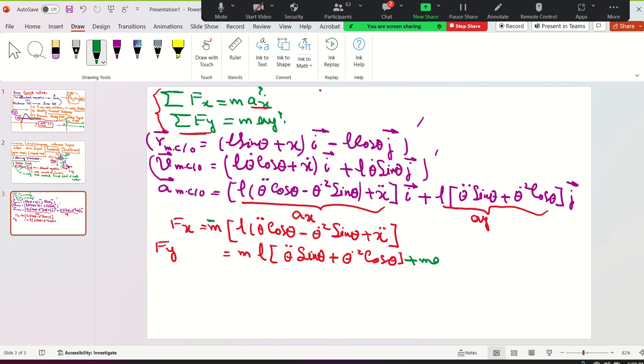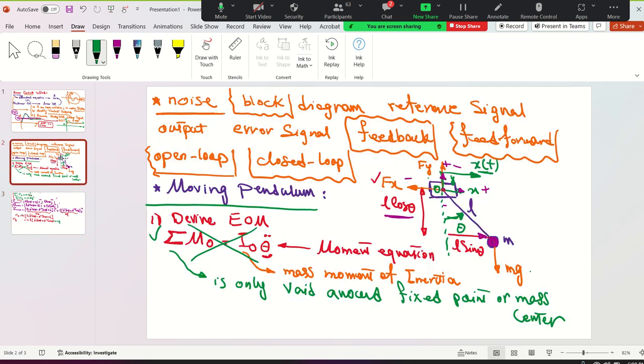Plus mg. Why? Because now, based on the moment equation learned in the dynamics course, you can say the sum of the moments, because point O is moving around the mass center, is I around the mass center times theta double dot. Okay? Based on what I said here in the green writing, this is only valid around a fixed point or the mass center.